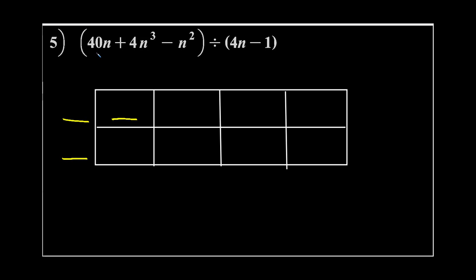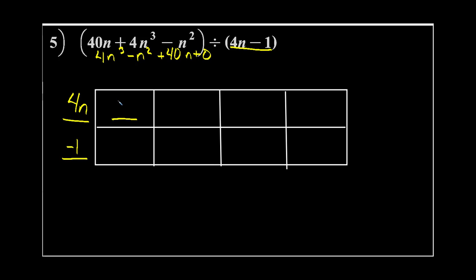Let's look at number 5. Number 5 is a little bit different. These are not in order. And so we need to rewrite it to where they are in order from the highest exponent to the smallest. So 4n cubed minus n squared plus 40n, and then we need to include anything that's left out, so plus 0. And then we're going to fill in where everything goes. So that 4n goes here, that negative 1 goes here.